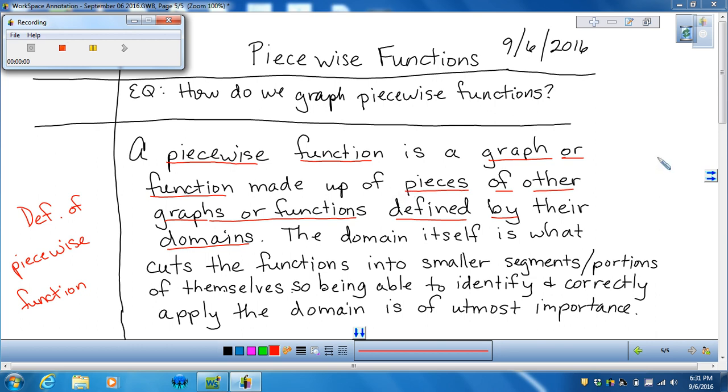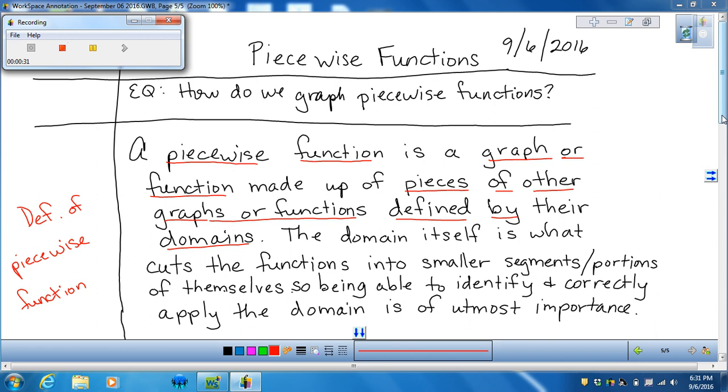This video is about piecewise functions. Our essential question is, how do we graph piecewise functions? A piecewise function is a graph or function made up of pieces of other graphs or functions defined by their domains. The domain itself is what cuts the function into smaller segments or portions. And so being able to identify and correctly apply your domain is very important.